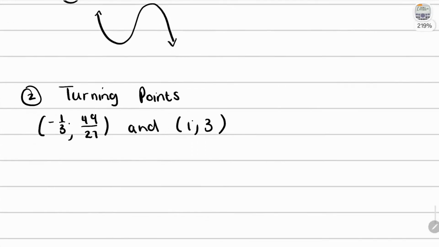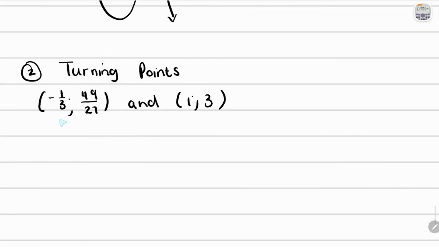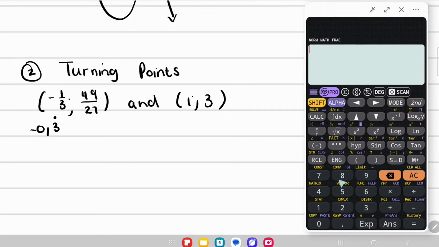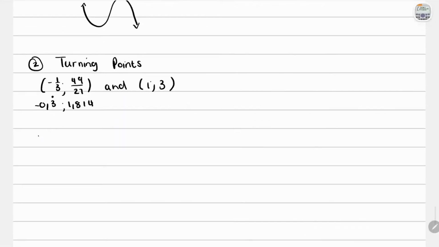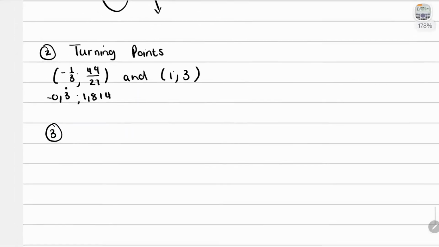Now, it would be helpful for you to know exactly where these are. Negative 1 over 3 is negative 0.3 recurring, right? So 49 over 27, just so we can know where to place that, we're going to just put that on the calculator and see the decimal form of that. Okay, so that is about 1.814. Okay, just keep that in mind. Then the third thing we can look for would be our intercepts.